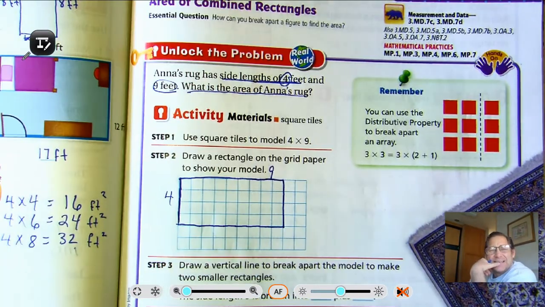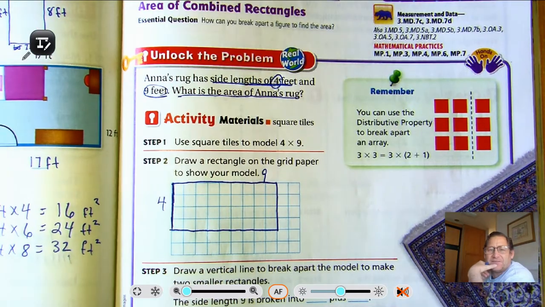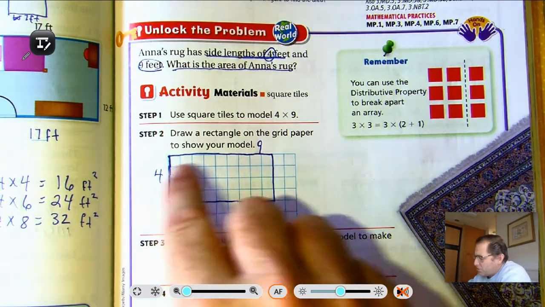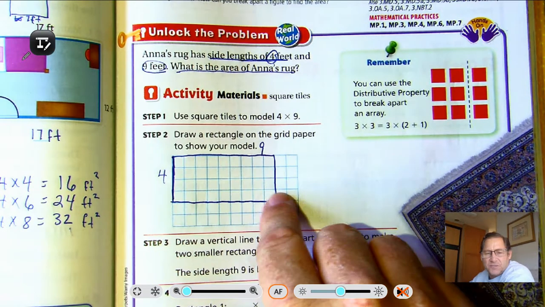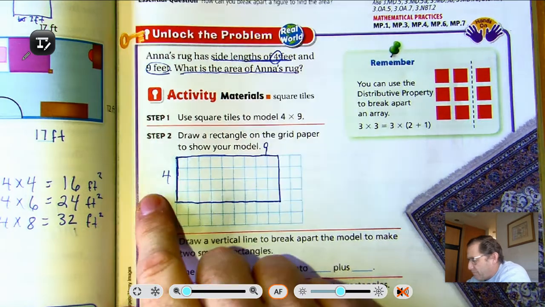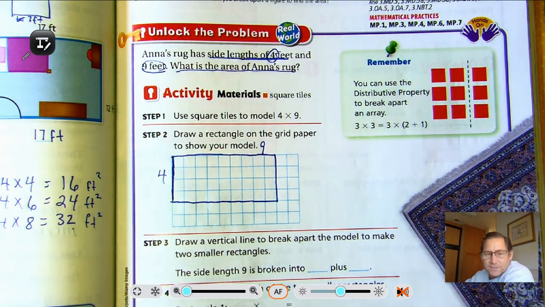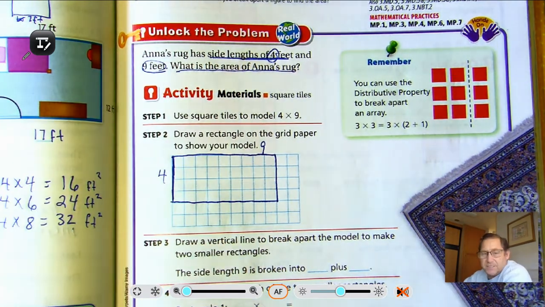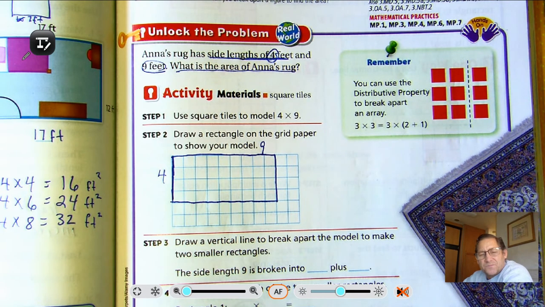But it says, how can we break apart a figure to find the area? So in other words, we could add up all of these individual squares. But is there an easier way? We could also multiply 4 times 9, which if we know our 4 times tables and our 9 times tables, is very easy to do. But what if I'm not confident about multiplying by 9s, or I'm not comfortable multiplying those higher numbers? Can I break up the 9 into something smaller that would be easier for me to multiply?